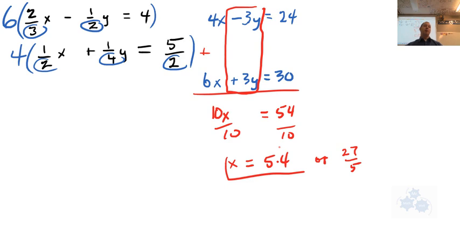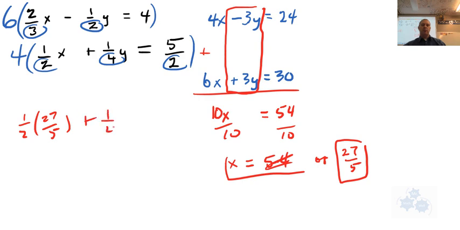Okay, and now I need to find the y value. So I'm going to plug x in here, and the question doesn't say whether the answers need to be in fraction form, but if you're using decimals, you can just use your calculator. If you're using fractions, it might take a little bit more work. So let's practice with the fractions. I'm going to use the second equation, it doesn't really matter which one. So 1/2 times 27 over 5 plus 1/4 y equals 5 over 2.